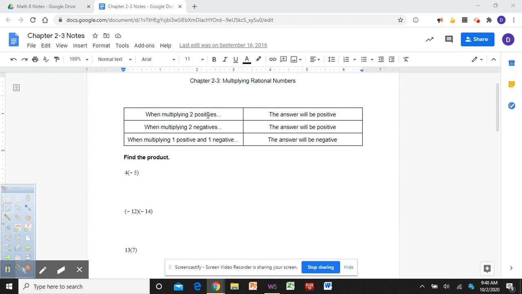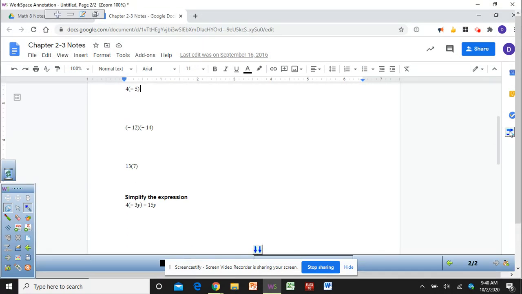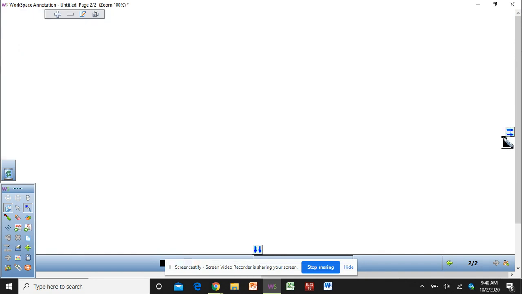When you multiply two positives, your answer will be positive. When you multiply two negatives, your answer is going to be positive. And when you multiply one positive by one negative, that will give you a negative answer. And we're going to talk mainly about fraction ones again. So I'm going to show you kind of what I mean here, and then we'll go into what we need on our assignment that you'll have for today.